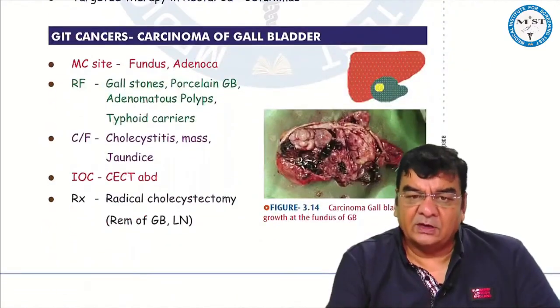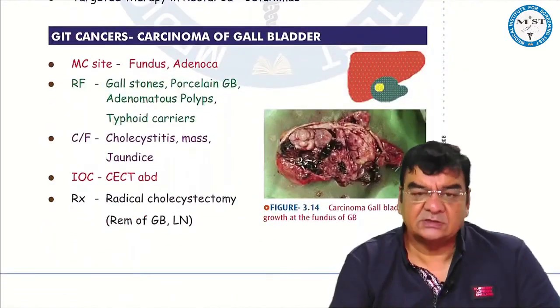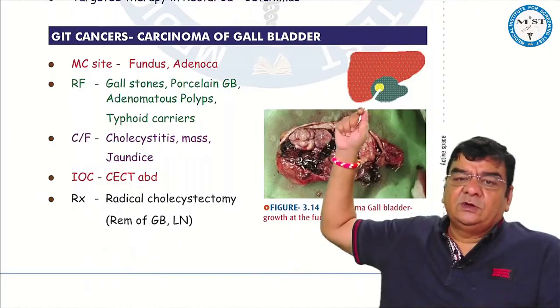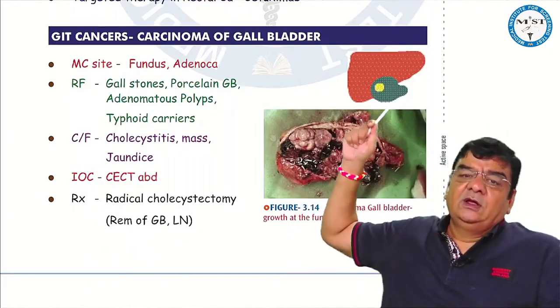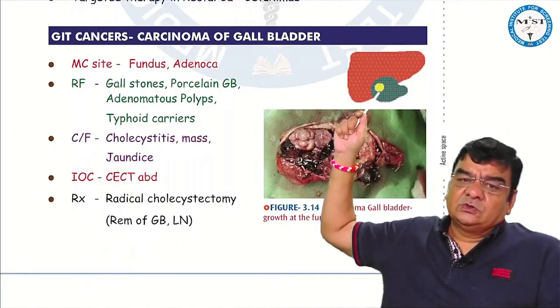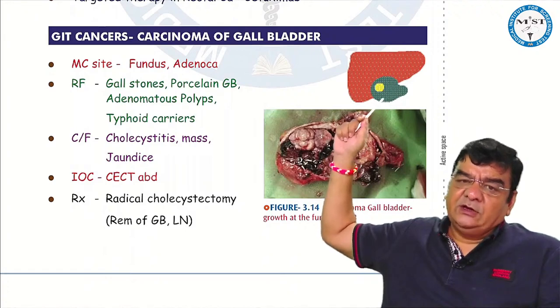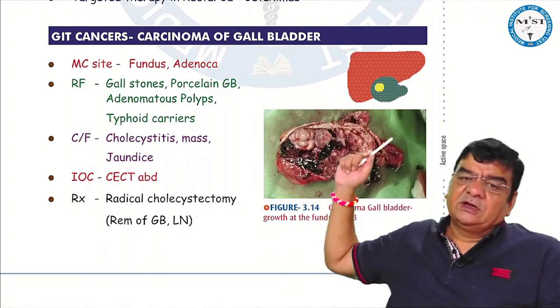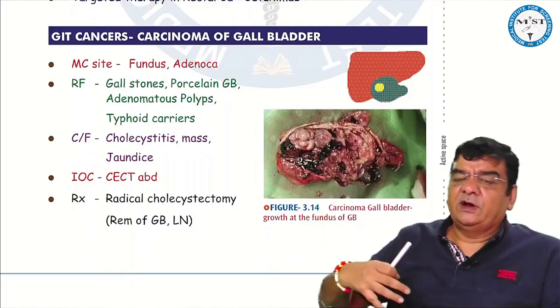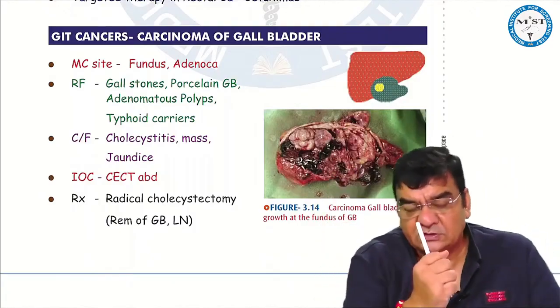If we look at gallbladder cancers, most commonly they are seen in the fundus of the gallbladder. There will be adenocarcinoma, and the main risk factor is gallstones. However, porcelain gallbladder, adenomatous polyp, and typhoid carriers can lead to gallbladder cancer. Patient can present with cholecystitis, or maybe a right hypochondrial mass, or maybe jaundice.